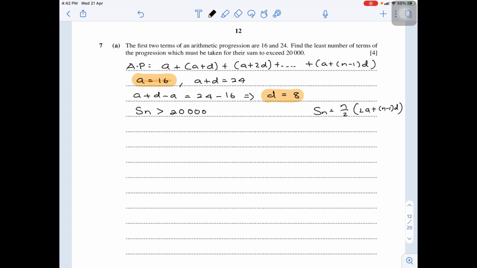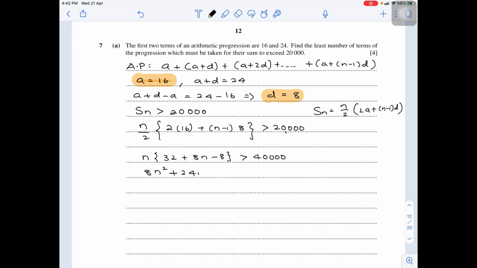Now what's the formula of Sn? Sn is n over 2 times 2a plus n minus 1 times d. I'm using that. So n over 2 times 2a, where A is 16, plus n minus 1 times d, where D is 8, is more than 20,000. I'm multiplying throughout by 2. So that becomes n times 32 plus 8n minus 8 is more than 40,000.